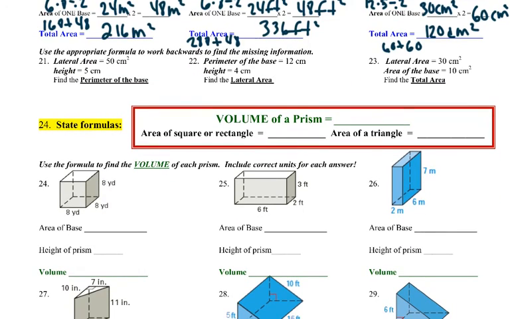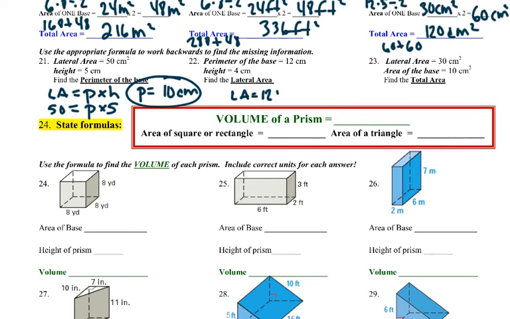I like the ones going backwards. I like to write out the formula. Lateral area, even if I just abbreviate, is perimeter times height. So 50 equals perimeter times 5. So the perimeter then is equal to 10. And then I add in the units, centimeters. Lateral area is perimeter of base times height. So it's going to be 48 centimeters squared.